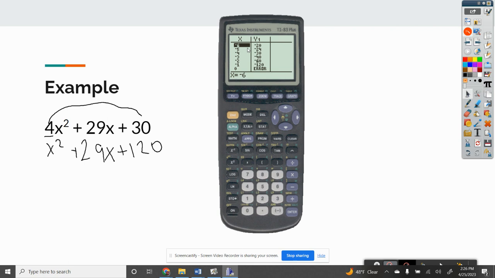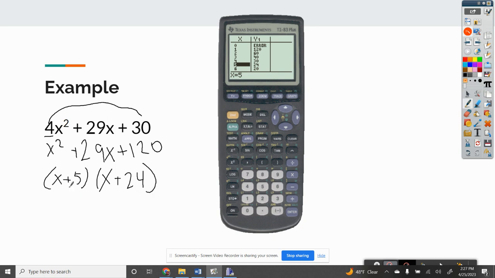I don't really need to look in the negatives because I'm adding to make a positive 29, so I know both my numbers should be positives. And so I'll just scroll down through this list until I find factors that add to 29, and here they are, 5 and 24. All right, so I don't need my calculator anymore. It helps me find 5 and 24. So I got x plus 5, x plus 24.